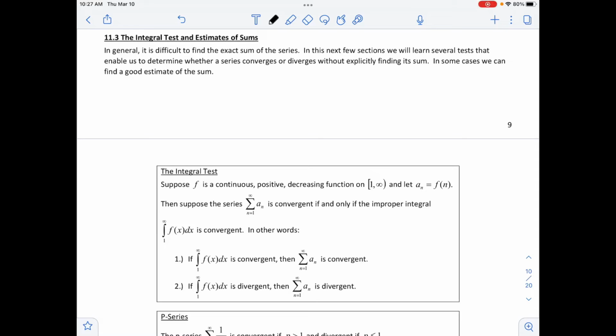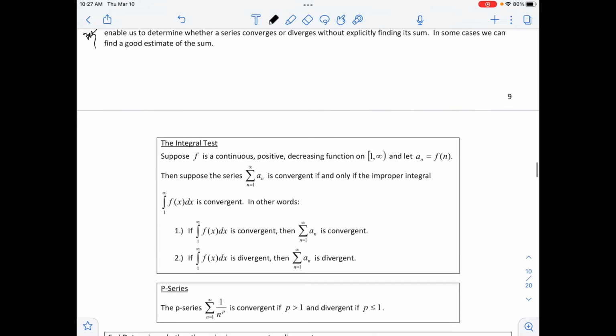We are in section 11.3, the integral test and estimates as sums. In general, it is difficult to find the exact sum of a series. In the next few sections, we will learn several tests that enable us to determine whether a series converges or diverges without explicitly finding its sum. In some cases, we can find a good estimate of the sum. And so that's what the next few sections will be doing.